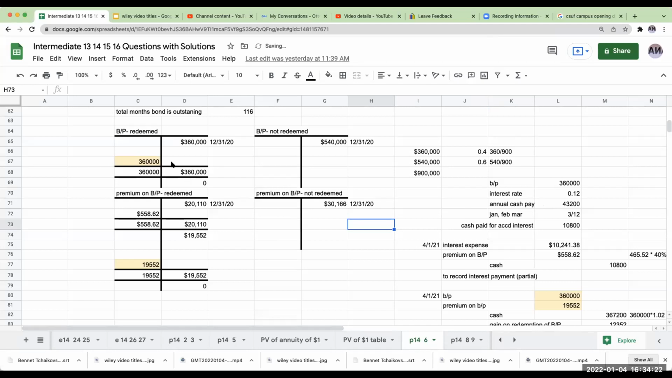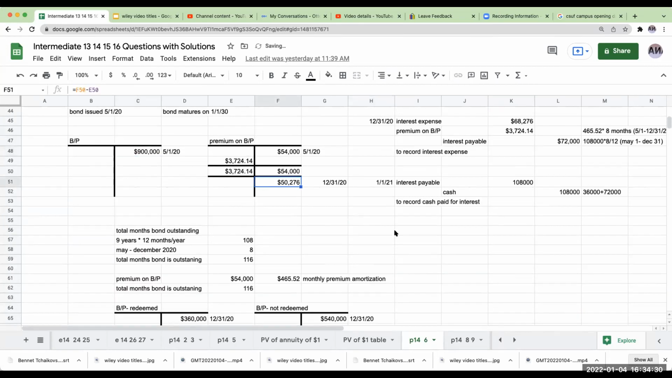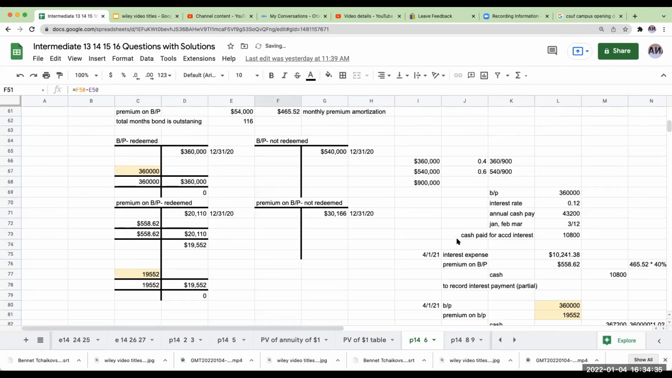So for the redeemed bond, we've split this up between the two different T accounts. We want to make sure it equals the total amount of our bond payable as well as our premium. Then for the bond that we're redeeming, we first figure out the interest payment. So let's do the first part, the cash. I'm buying back the bonds on April 1st, which means 3 months have passed. For this bond, 360,000, the interest rate is 12%, annual interest 43.2, 3 out of 12 months. So my cash paid for interest is 10.8.